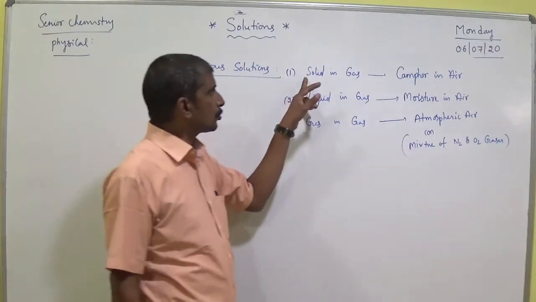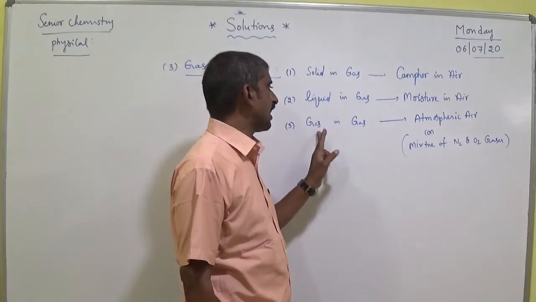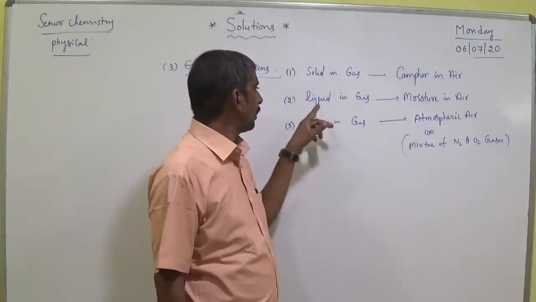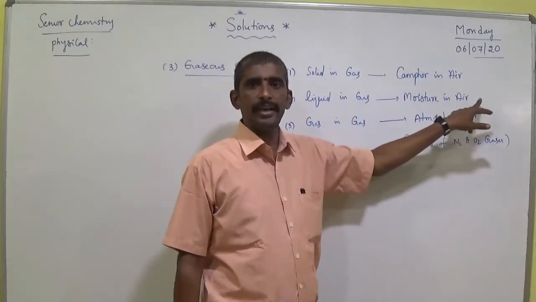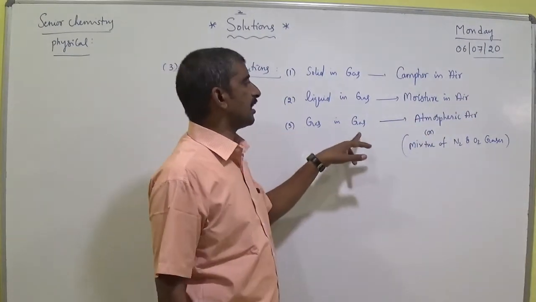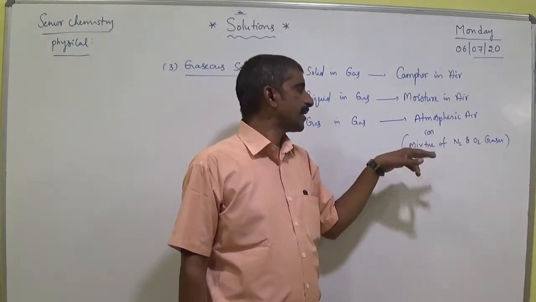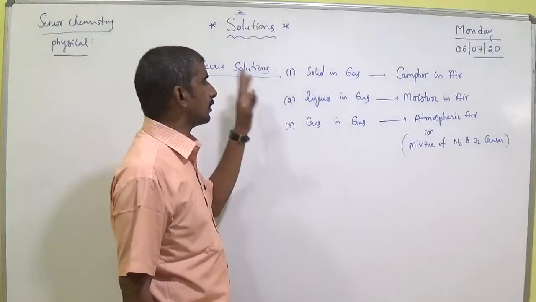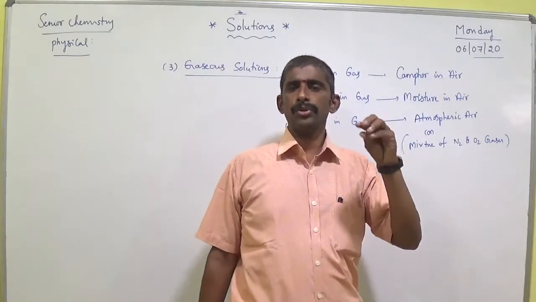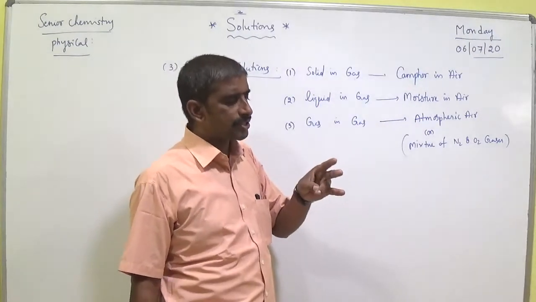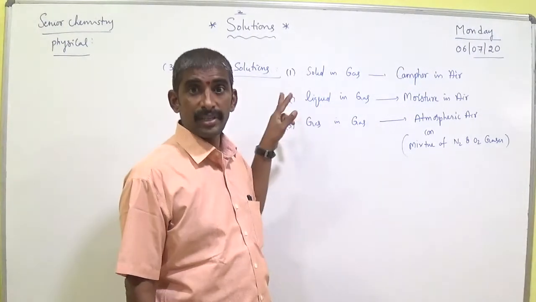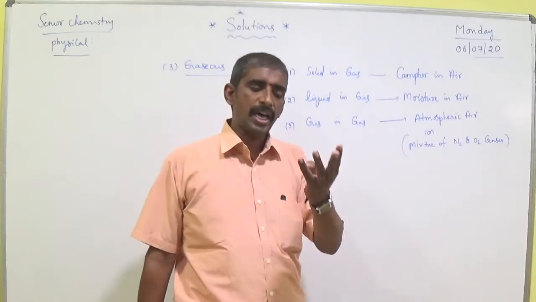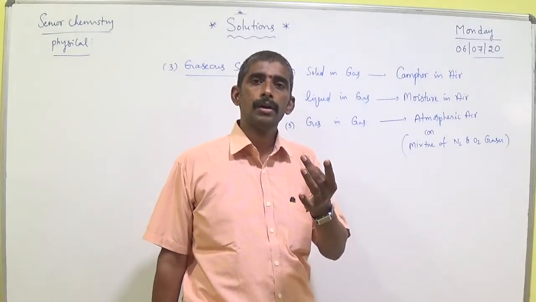Gaseous solutions are further classified into how many types? Three types: solid in gas, liquid in gas, gas in gas. Solid in gas, best example, camphor in air. Liquid in gas, moisture in air. Gas in gas, atmospheric air, a mixture of nitrogen and oxygen gases. So these are the different types of solution classification. Solid solutions, liquid solutions and gaseous solutions depend on which factor? Physical state. Depending on the nature of the solvent, solutions can be classified into three types: aqueous, alcoholic and non-aqueous solutions.